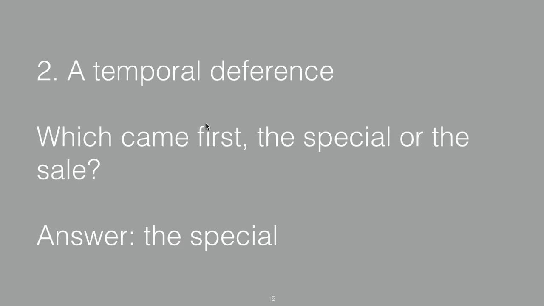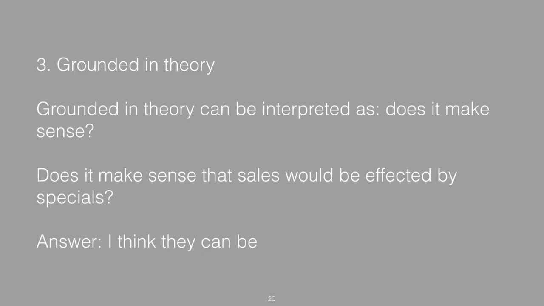A temporal difference. Which came first, the special or the sale? In my opinion, the special. I'm pretty sure that the special comes first, because if not, why would they put the special there? There's no sense in saying that there was a special when the person that purchased it didn't use the special. So the special always comes first, and then comes the sale, whether the special is absent or not.